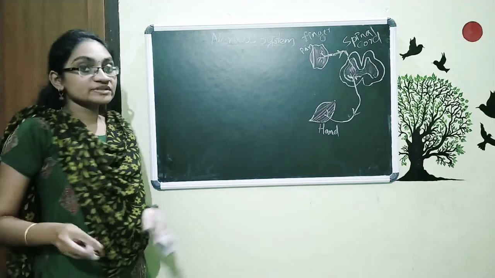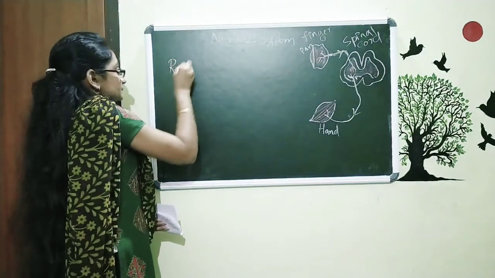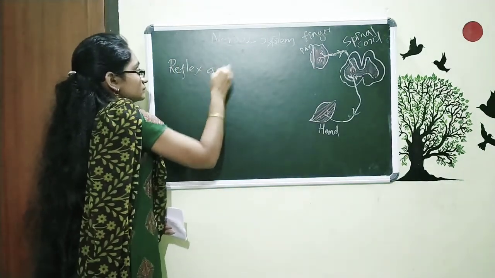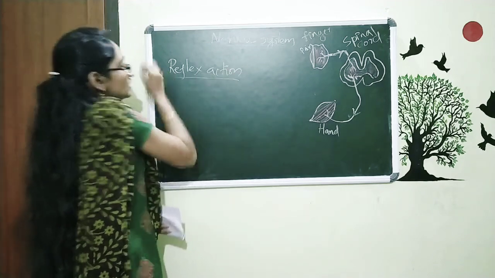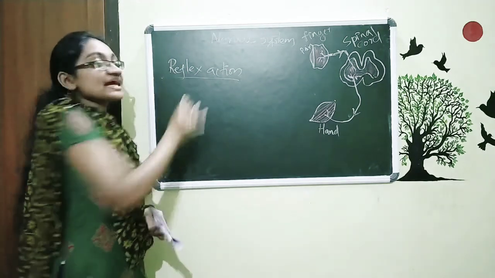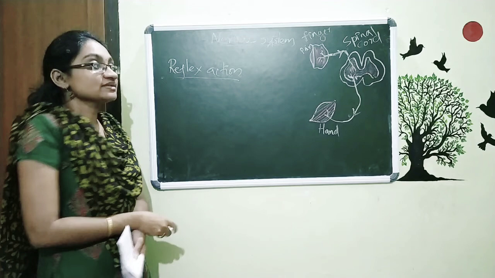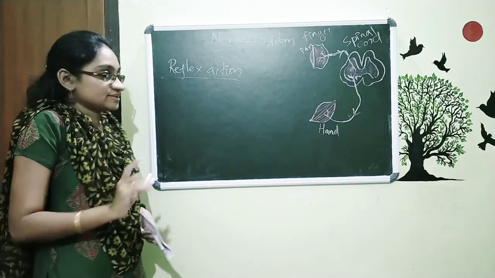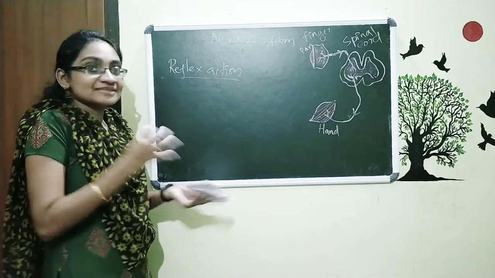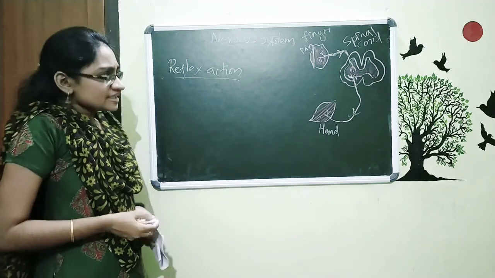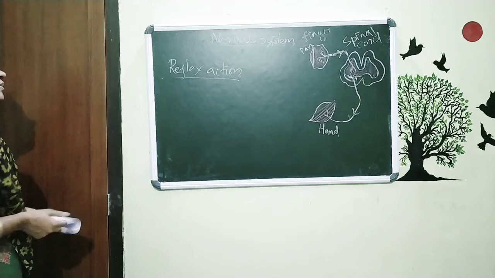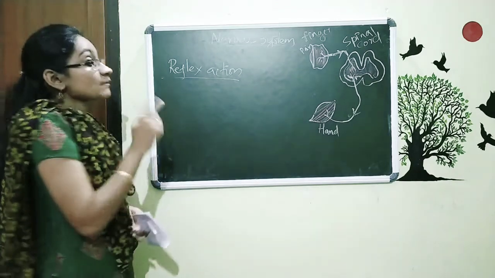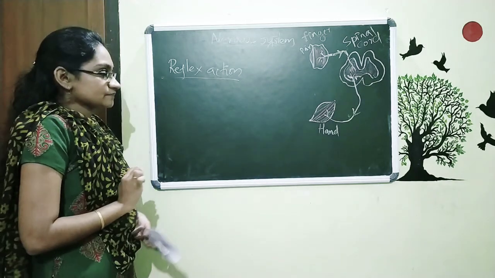So this is all about the reflex action. We explained that this reflex action is an automatic reaction of our body to a particular event, and it is very fast. Then we explained how this takes place in our body. Now we want to study some more examples.